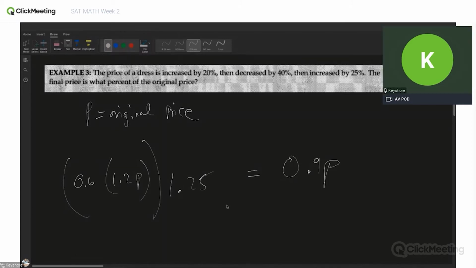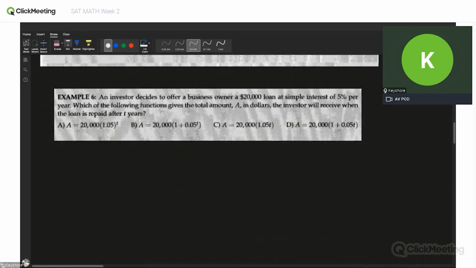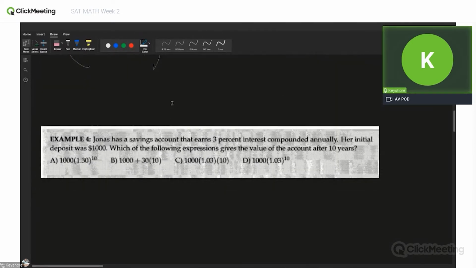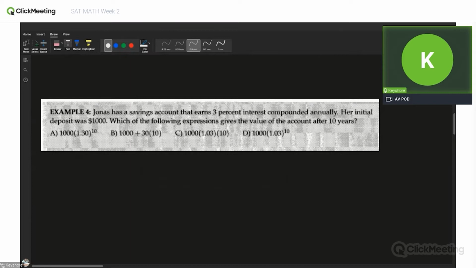All right, good. Another example. This one is a savings account question. Jonas has a savings account that earns 3% interest compounded annually. Her initial deposit was $1,000. Which of the following expressions gives the value of the account after 10 years? I'll give you some time to do this before I talk about what compound interest is and give the answer.